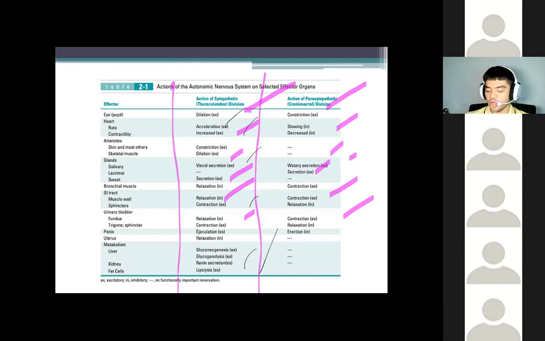physiologically antagonistic because may mga receptors silang kinokontrol. So recap tayo, pag sabihin nyo kung para or simpa, kapag alpha at beta, para or simpa? Simpa po, sympathetic yon. And then pag para, muscarinic and nicotinic.